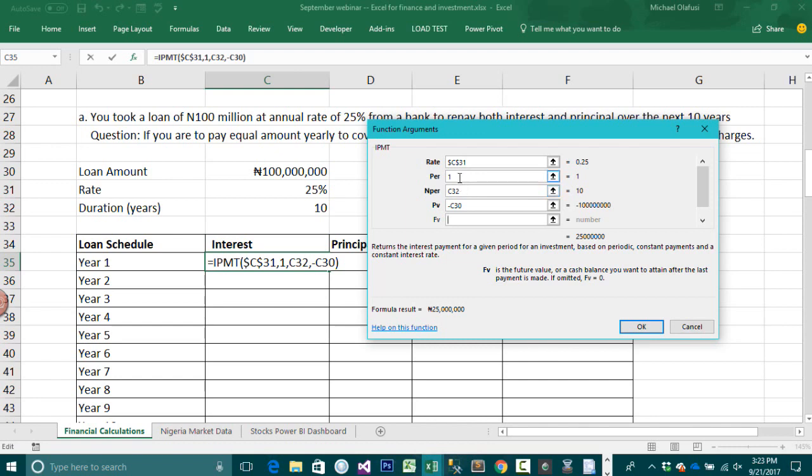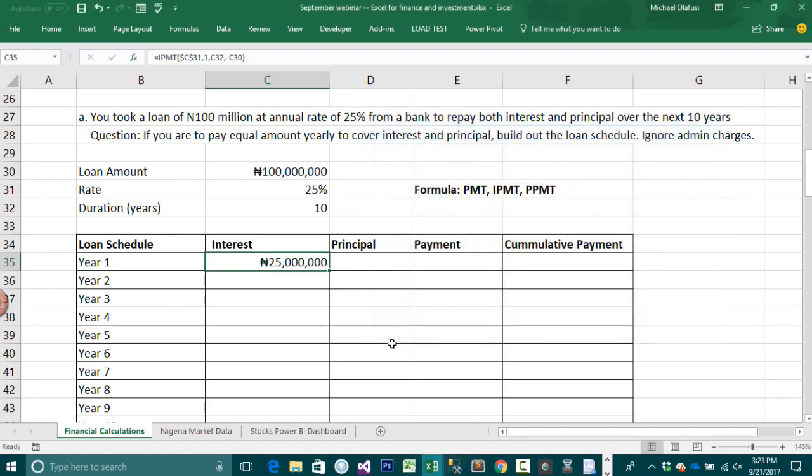The only extra thing that makes this different from the PMT we just did is this one asks you for the specific period you're calculating for. So like now I'm calculating for year 1. That's why I had to put 1 here, right? So when I'm doing for year 2, I'll put 2 there, right? And so that is it.